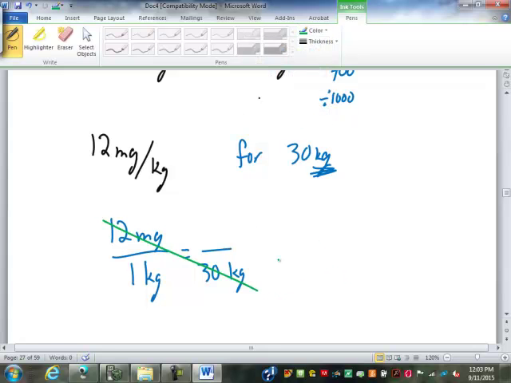12 milligrams times 30 kilograms. 12 times 30 is 360. Divided by 1 is 360. What's the units here? Has to be milligrams. 360 milligrams.